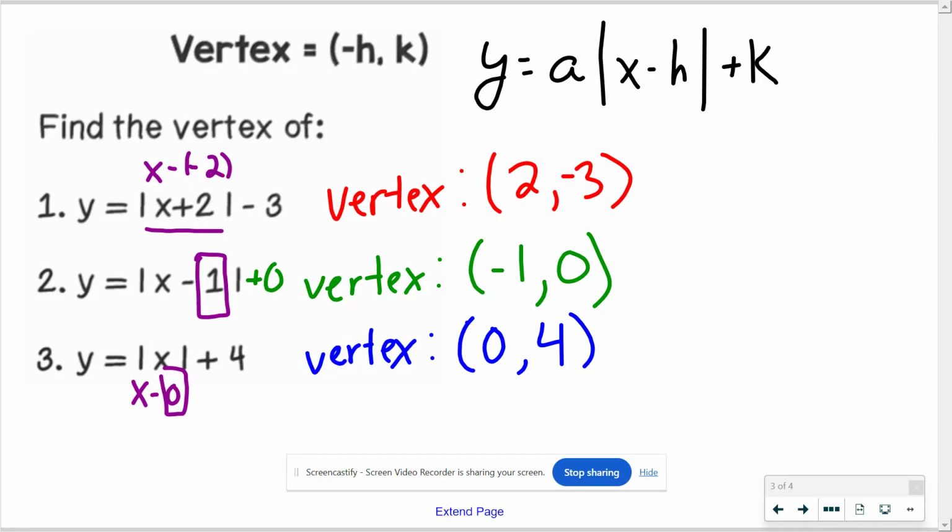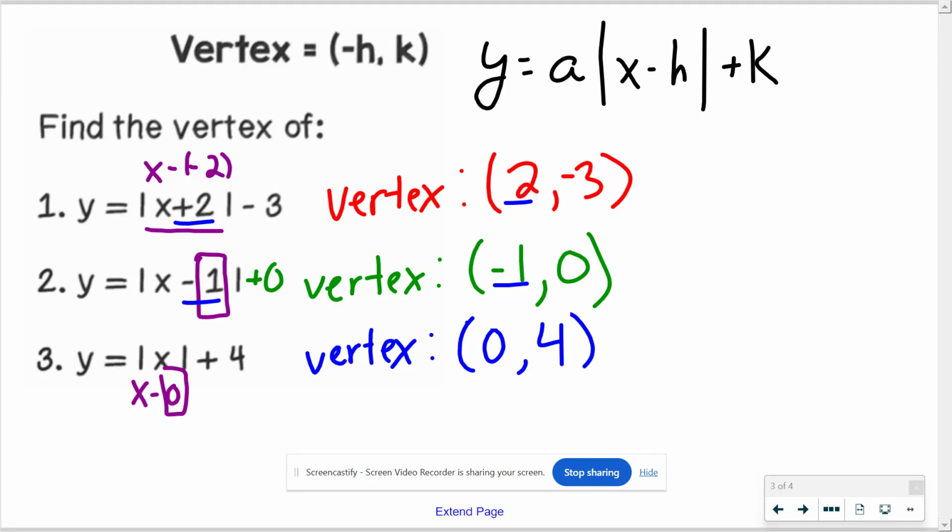Now, you might be saying, why can't I just look at the actual number that's being displayed? You absolutely can. So in the first one, we had x plus 2. Well, if you notice, plus 2, and then we end up with a positive 2. We had a minus 1 for problem 2, minus 1. And then 0 is just 0. So you can absolutely do that as well.